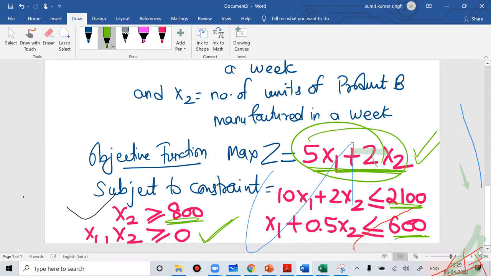Because you are putting a real life situation into mathematics, you have to make sure that the answer you are getting is a positive answer. So this is how we write this. Now we are only learning how to create the equation. We have done two problems of how to create an equation.